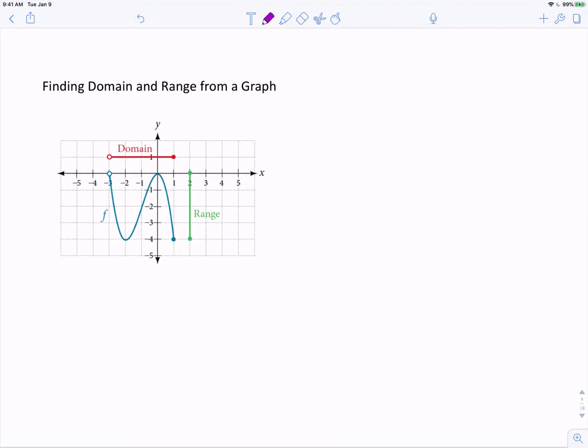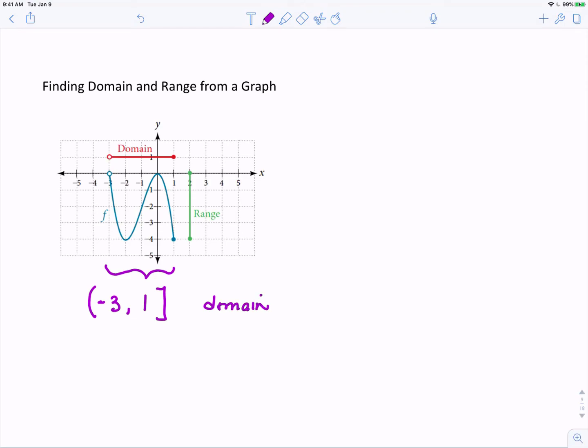Finally, let's find the domain and range from a graph. So the domain are all of the x values, and the range are all of the y values in the graph. So here, if we look at the domain, looking at the graph horizontally from left to right, we can see it starts at negative 3, it ends at 1. I have an open circle at negative 3 and a closed circle at 1, and so that would be the domain of this function.